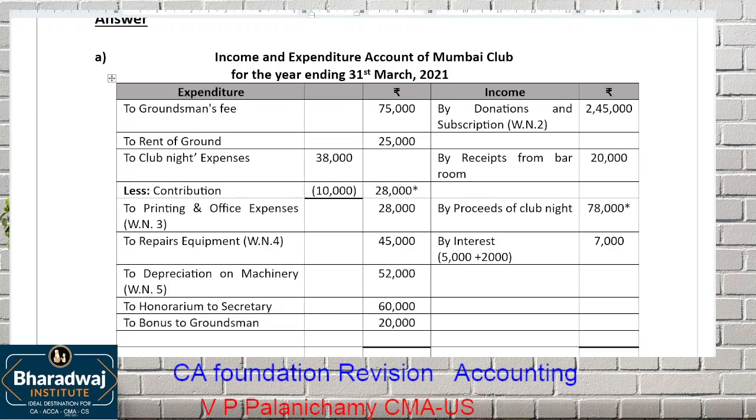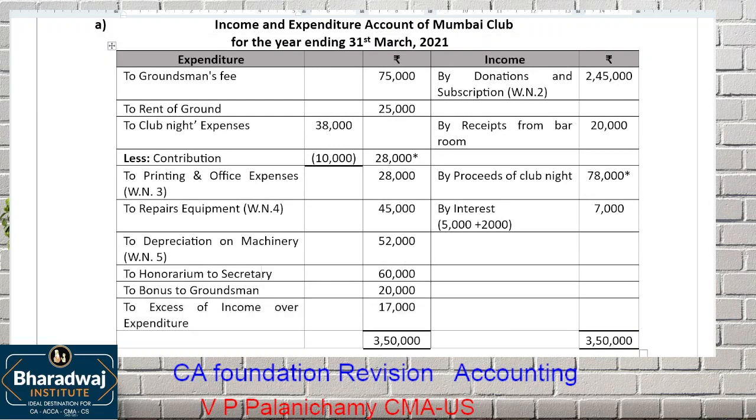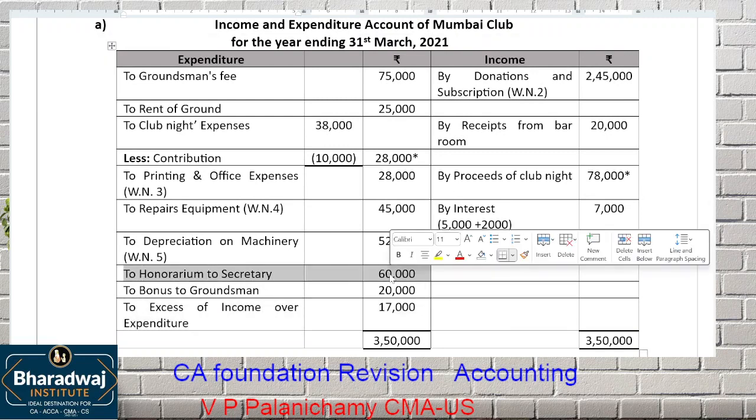Bonus to groundman, yes, that also has to be paid. 20,000. Groundman fees is 75,000. Bonus we are yet to pay. Tally this, you will get the surplus. Do you understand how secretary salary is 60,000?